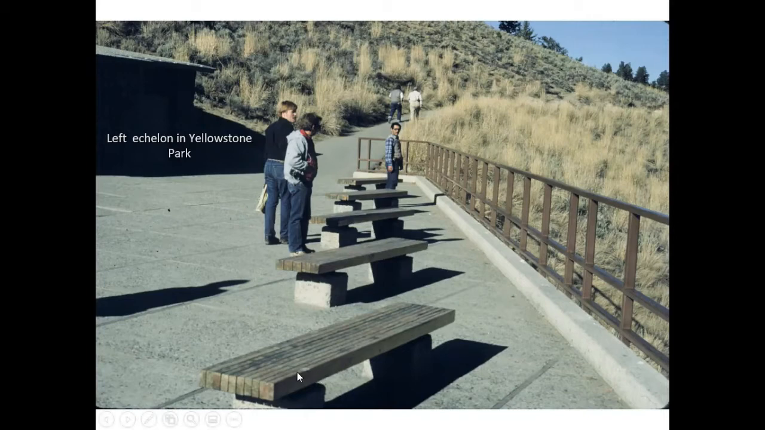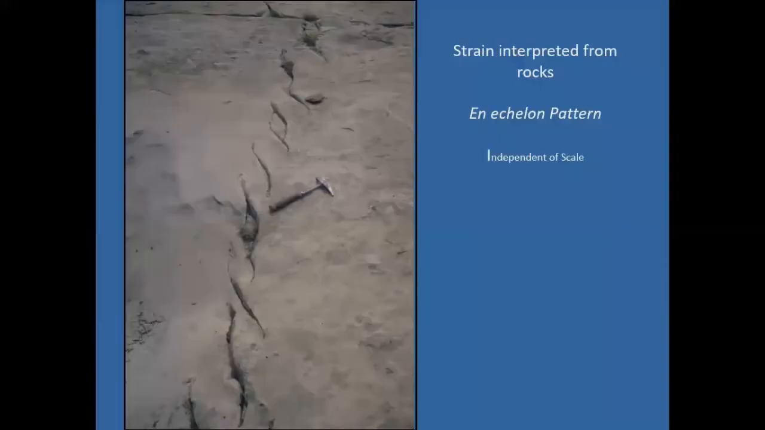Another way: first we check the tilting direction. If they are all tilted in the same direction, in this case to the left, you can start from one end of the fracture and follow the fracture. In order to jump onto the second fracture, you have to jump to the left. So for each first order fracture, you have to jump to the left, which makes it again a left en echelon fracture array.